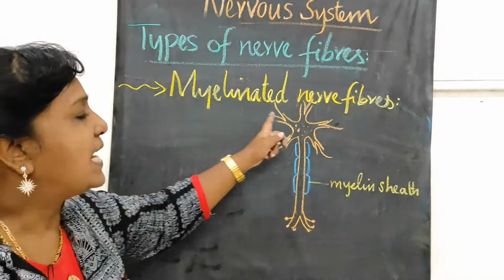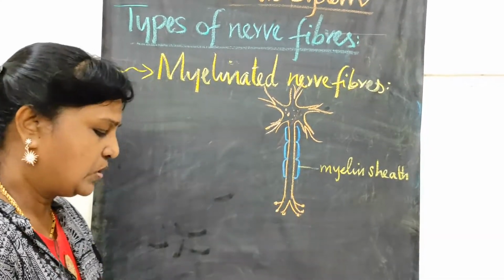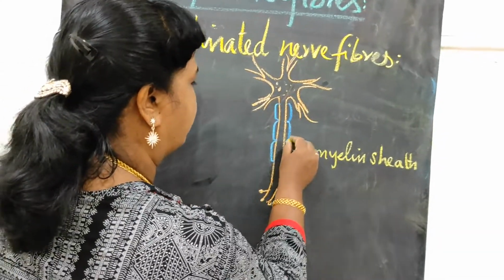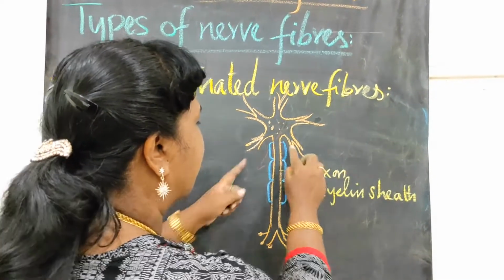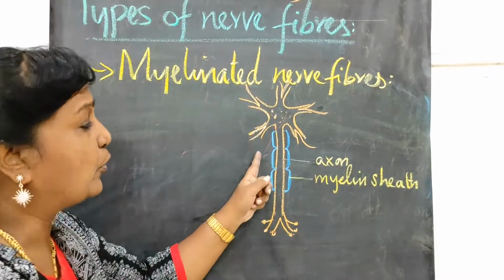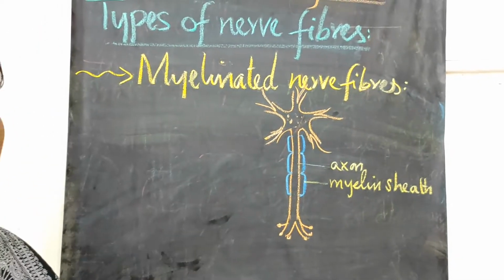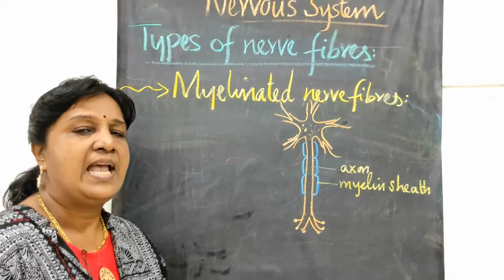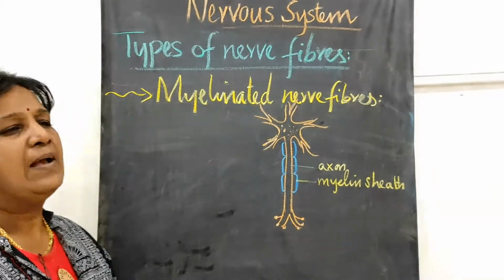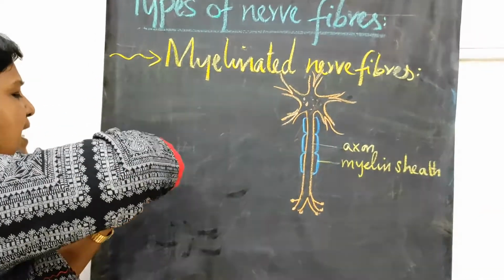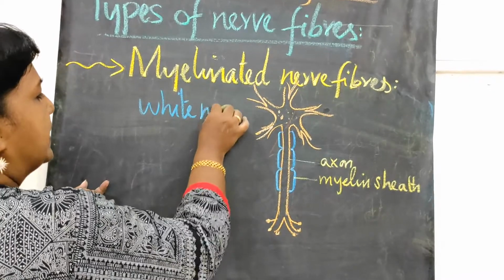Coming to myelinated nerve fibers, see, this is the axon. If the axon is covered with a protective sheet called myelin sheath, that is said to be myelinated nerve fibers. And where is it seen? It is seen in the white matter of the brain.